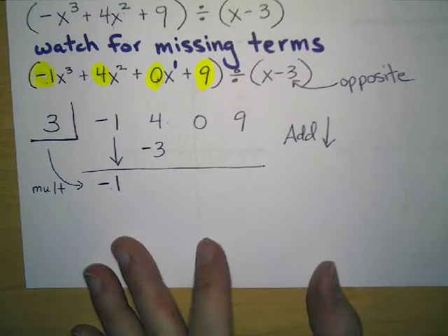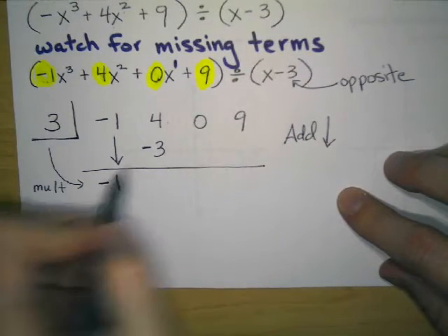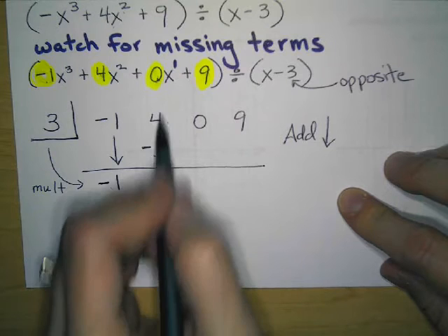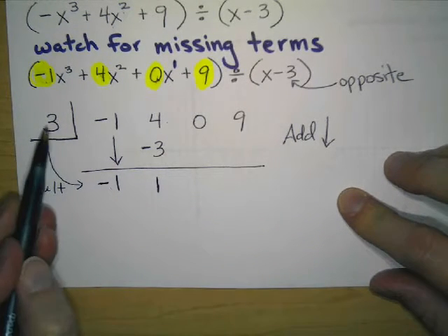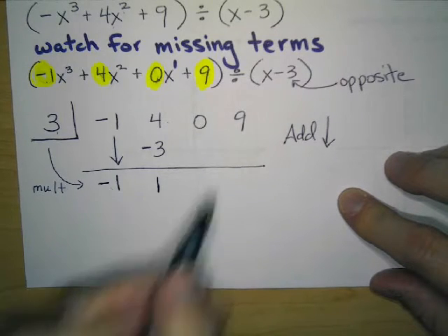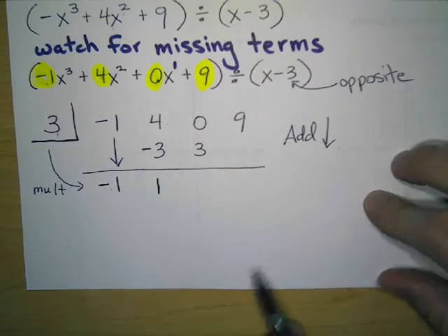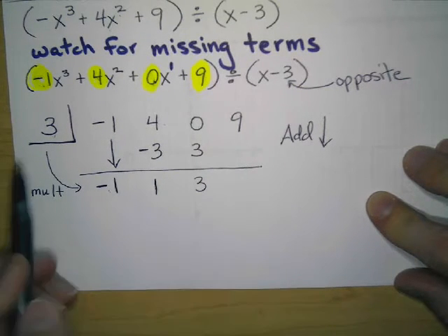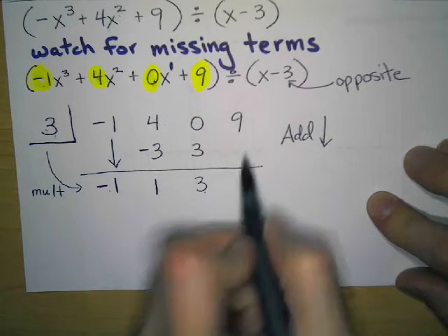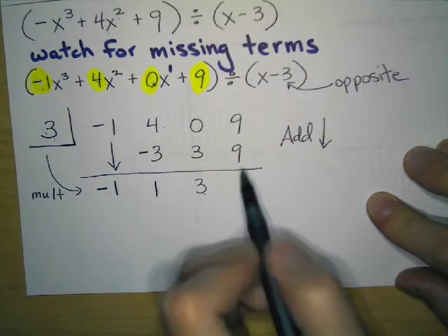Okay, come on guys, let's get this done. We multiply, and then we add this up. So that's 1. Then you multiply again, 3 times 1. That's 3. And then you add this up. Then 3 times 3, 9, and then add that up.